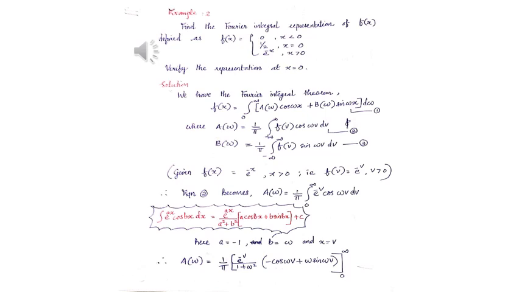Therefore a of omega is equal to 1 by pi, then e raised to minus v divided by 1 plus omega square into minus cos omega v plus omega sin omega v. The whole limit is from 0 to infinity.